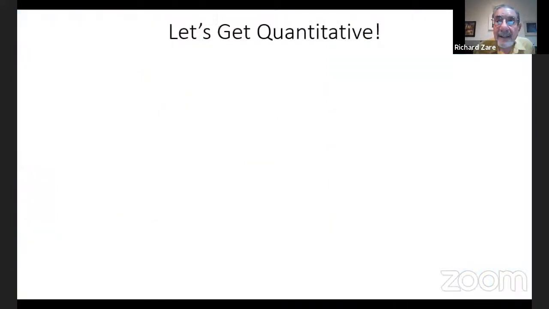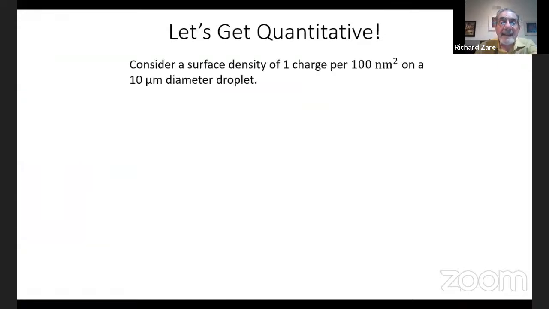And so now let's get quantitative. And I promised you this would be a deeper lecture, but I hope it's going to be a clear one. You can interrupt me anytime. Let's consider a surface density of one charge per 100 square nanometers. This is actually a very low amount of charge on the surface. It's easy to get 10 times more than this. And we're going to look at a 10 micron diameter droplet. That means a 5 micron radius. Okay, 10 micron diameter droplet.